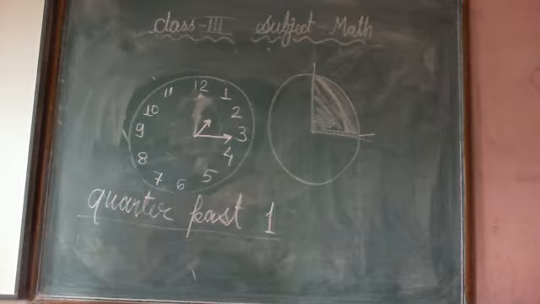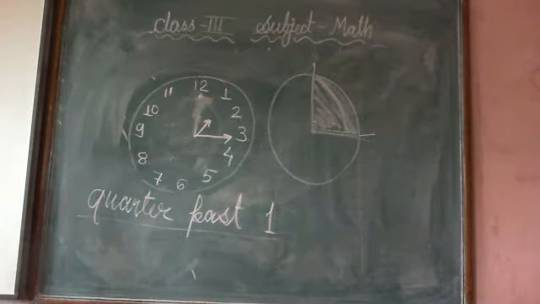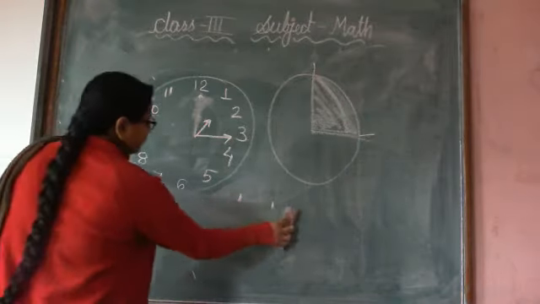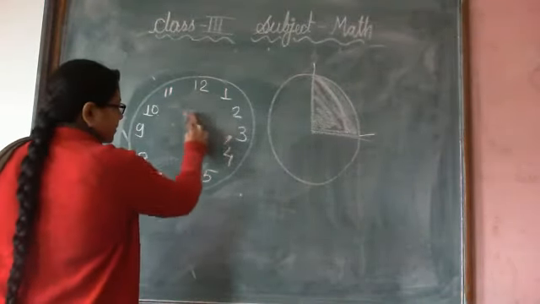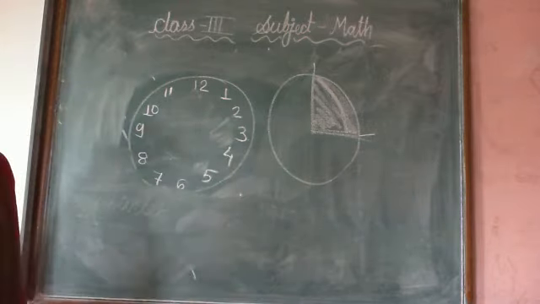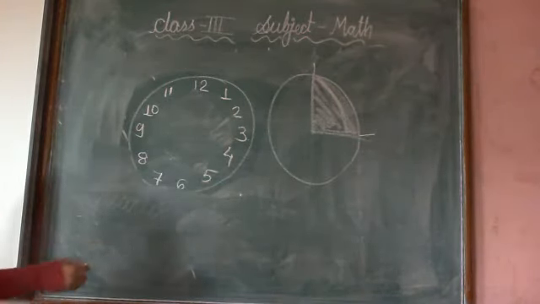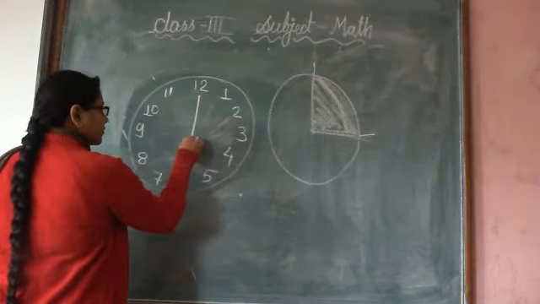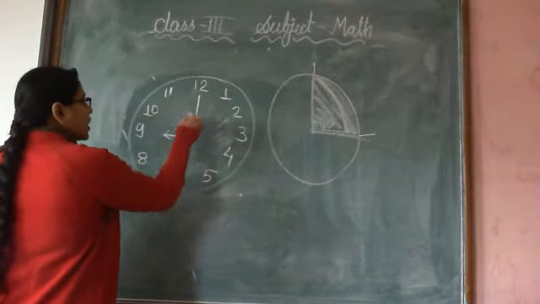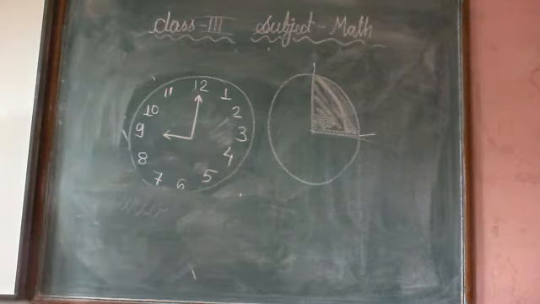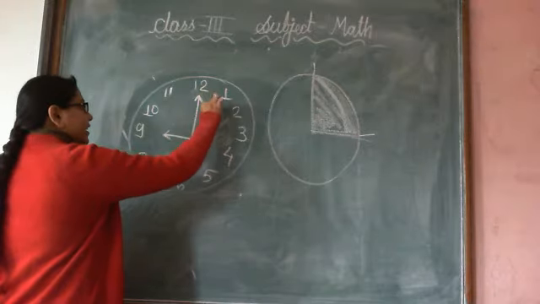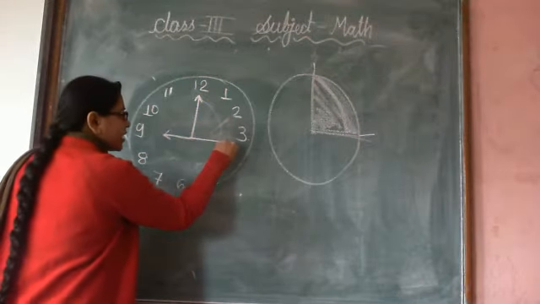It is very much simple. So let's see more examples. Now can you tell me the time? Very good, 9 o'clock. Now the minute hand started and now the minute hand is here.